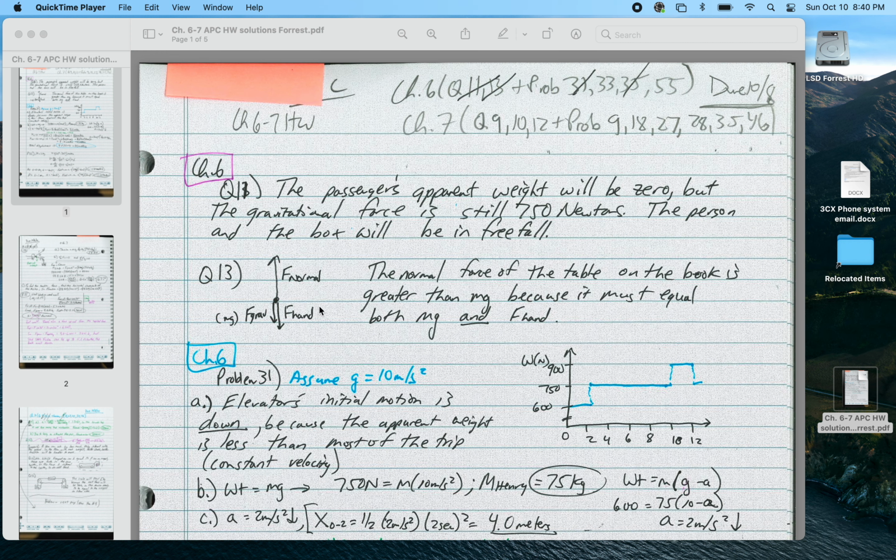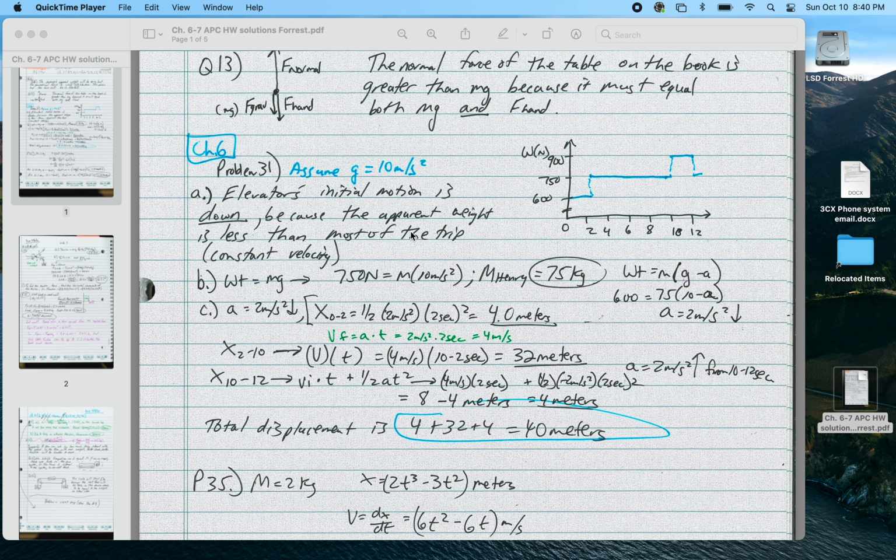So for problem 31 in chapter 6, I assume g was 10 meters per second squared. The elevator's initial motion was down because the apparent weight was less than what it was most of the trip. If you think about an elevator, it's only going to accelerate in its first and last parts, where it's speeding up or slowing down. So what I did first was recognize that since the force was lower than the force in the middle of the trip, the elevator had to be accelerating downwards.